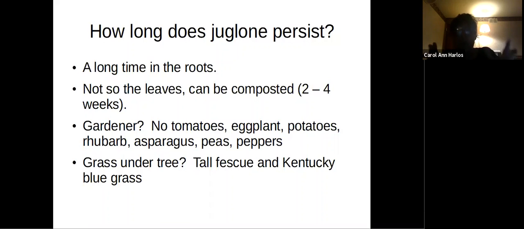It's a great thing. Gardeners, if you have one of these trees, you don't grow tomatoes near it, eggplant or potatoes, those three are all in the same plant family, which probably explains that a bit, as well as peppers. You have no rhubarb, no asparagus, no peas, they won't grow. Remember, peas were in our original list, so they're giving off substances as well. The only grasses that seem to grow under these trees are tall fescue and Kentucky bluegrass. And this was done at Cornell, I understand.